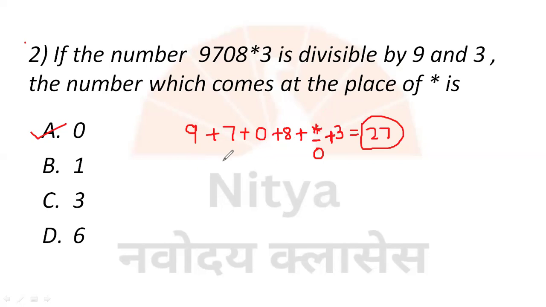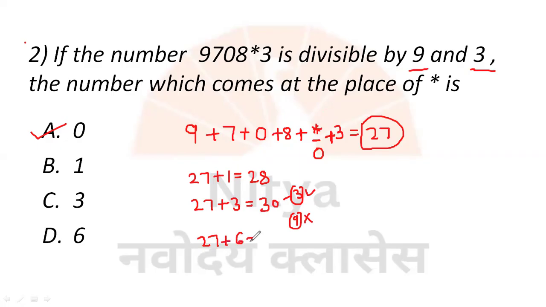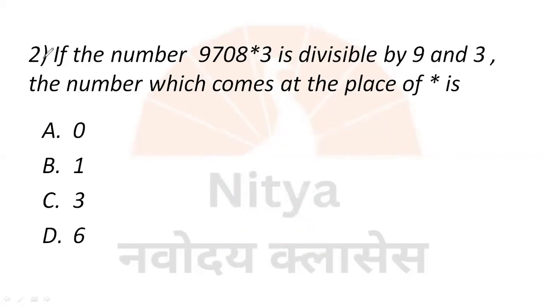So when we add 0, because 0 has no impact on any number, the answer is 0. If you want to check the other options, 27 plus 1 is 28, and 28 is not divisible by 3 and 9. 27 plus 3 is 30, and 30 is divisible by 3 but not 9. The question is that we have to check both 9 and 3. Similarly, 27 plus 6 is 33, which is divisible by 3 but not by 9. So option A is the answer. Okay. Third one.